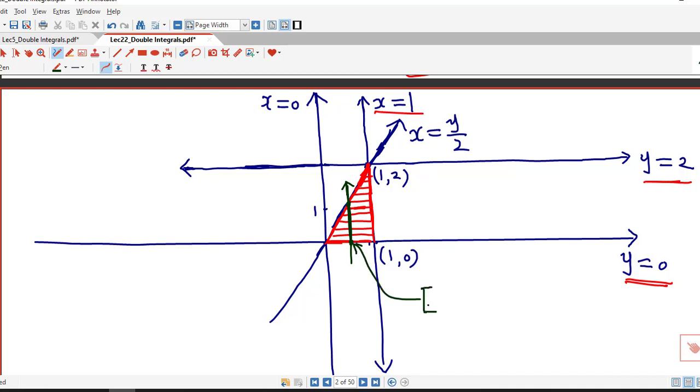So at this point the value of y is 0 because that point is on the x-axis. This point is on the line x equal to y by 2. So here we obtain y equal to 2x. So the line leaves at y equal to 2x.